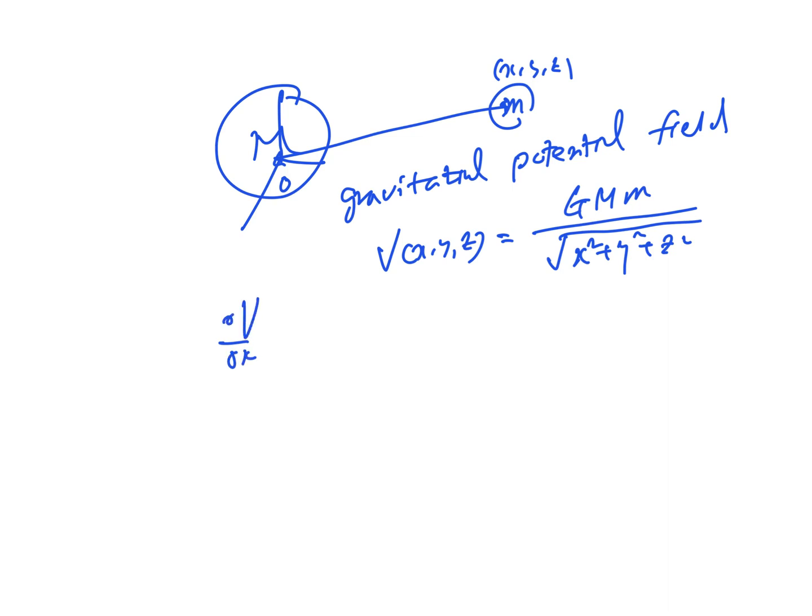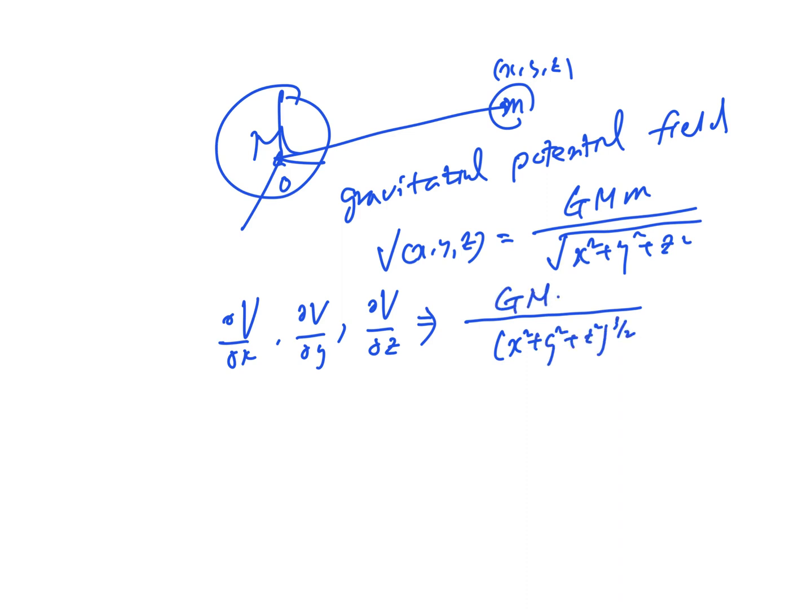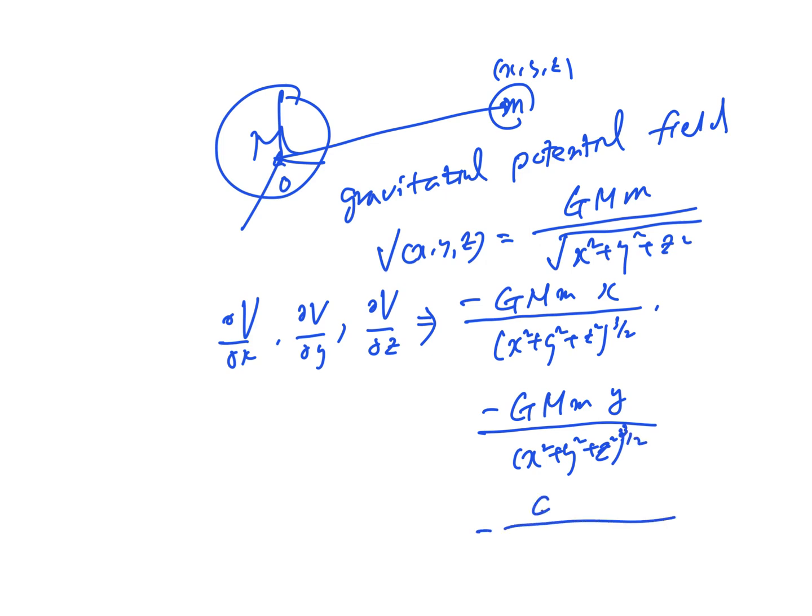So partial x of V, partial y of V, partial z of V is, we have x plus y squared, 2 G M x, we have minus sign, right? Partial y, y, z. So minus sign means gravitational force is attractive. So Earth and Moon attract each other.